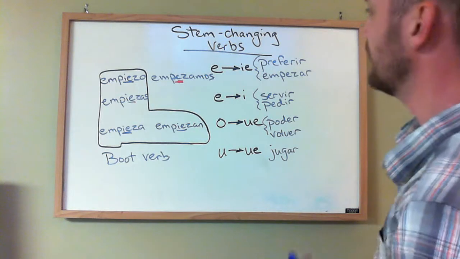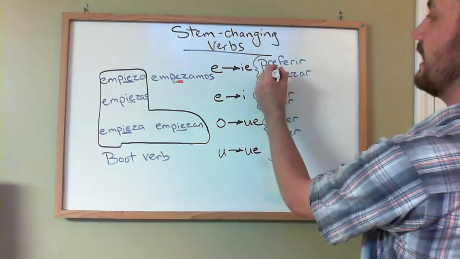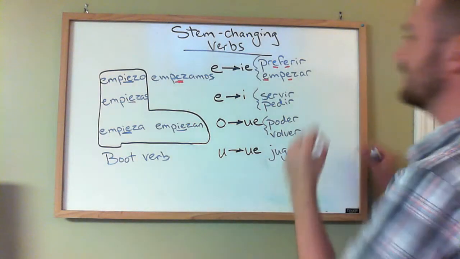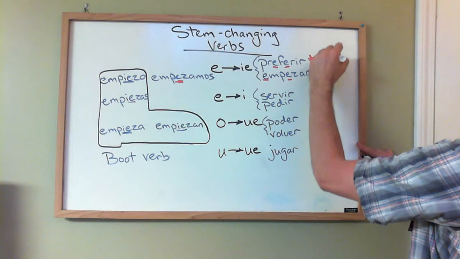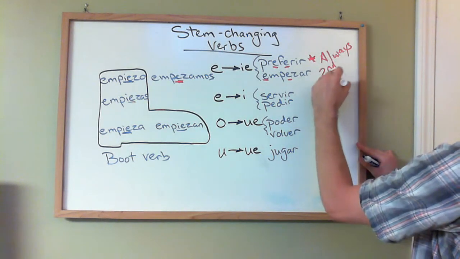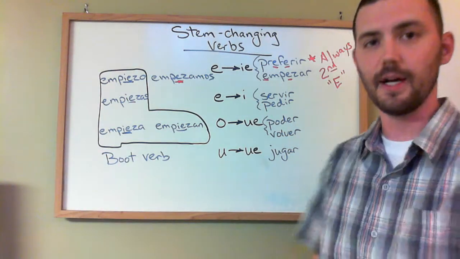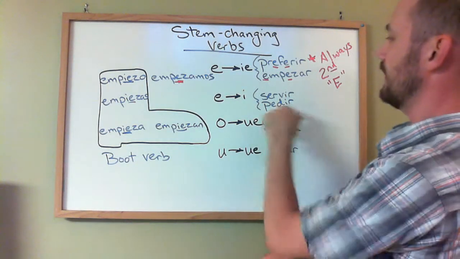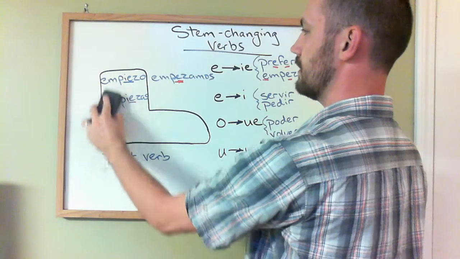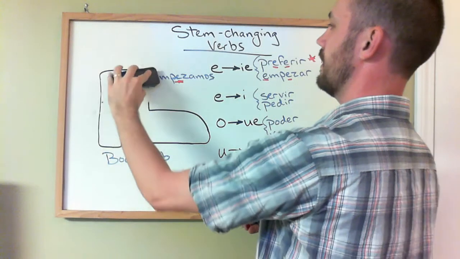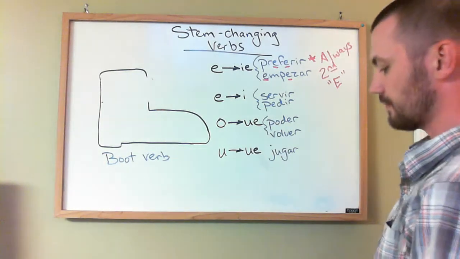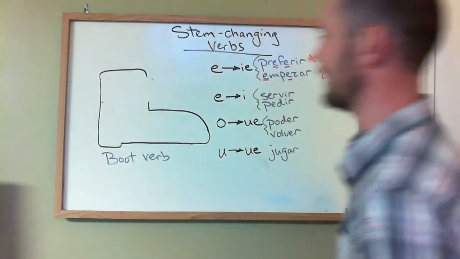One other thing I should note is that in both of these verbs, they have 2 E's. How do you know which one changes? It's always the second E. Always the second letter E that changes to IE. Okay, so let's look at another one. Oh no, can't erase my boot. So there are several E to IE stem changes. You just need to check out that list for more.